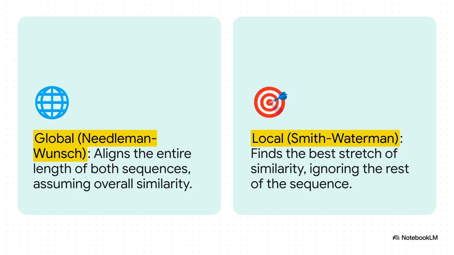It kind of assumes they're pretty similar overall. But then you have local alignment. Using the Smith-Waterman method, it does the exact opposite. It doesn't care about the whole sequence. It's on a mission to hunt for the single best little chunk of similarity, even if that chunk is hidden inside two sequences that look totally different otherwise.